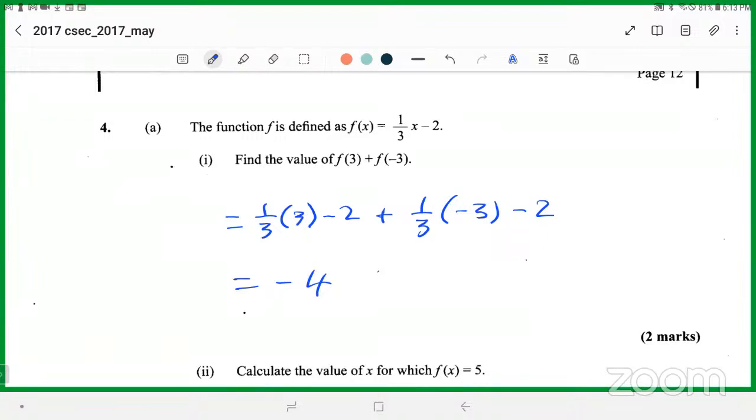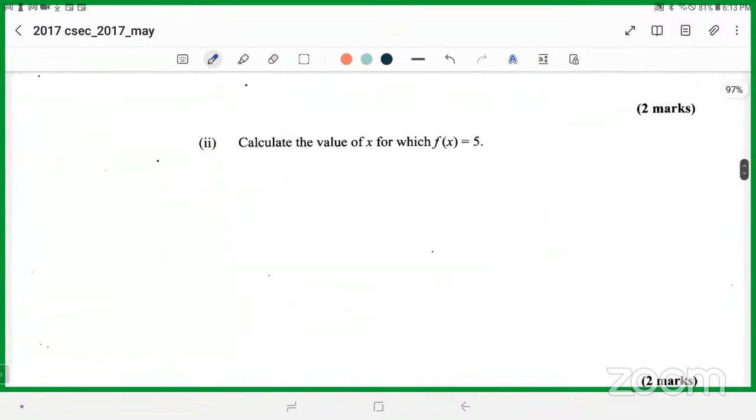All right. Let's continue. Next one is for us to calculate x for which f of x is 0.